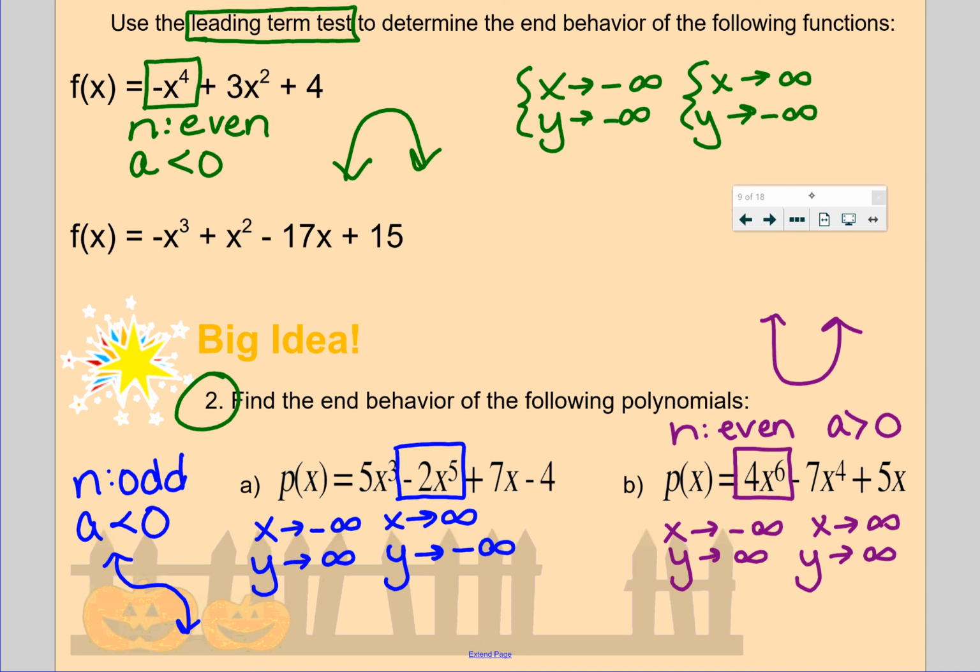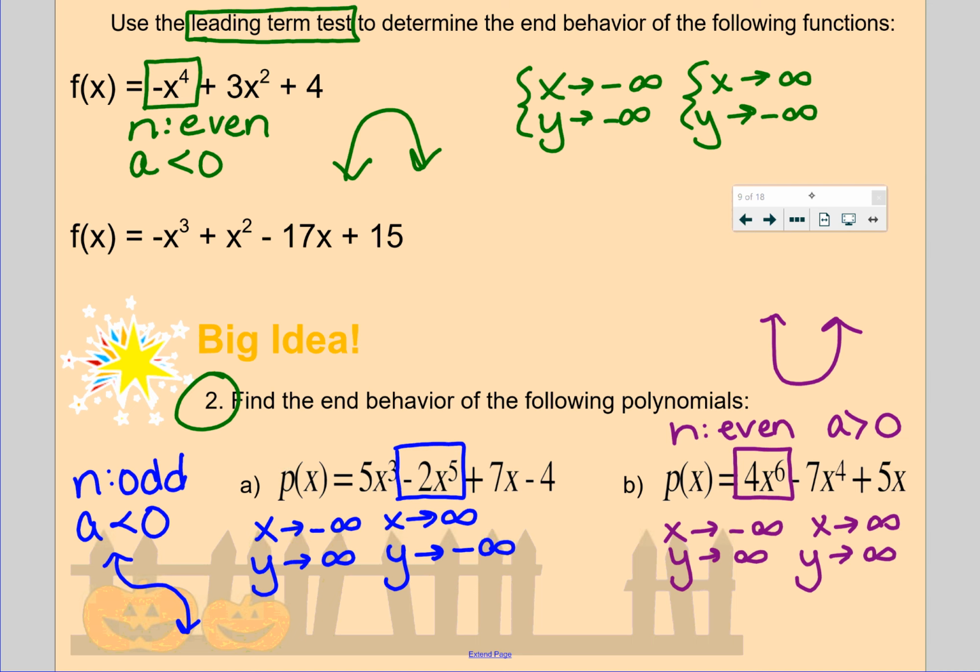And then for this one, 4x to the sixth, which means your power is even, your degree is even, leading coefficient is positive, which means it's going to just look like a parabola on the end that opens up. So on the left, it's going up, and on the right, it's going up. That's what my end behavior tells me. All right. Questions on that, getting the end behavior of a polynomial?